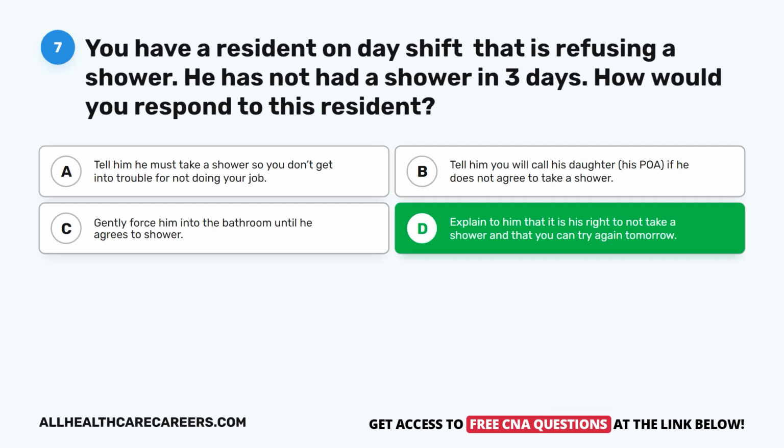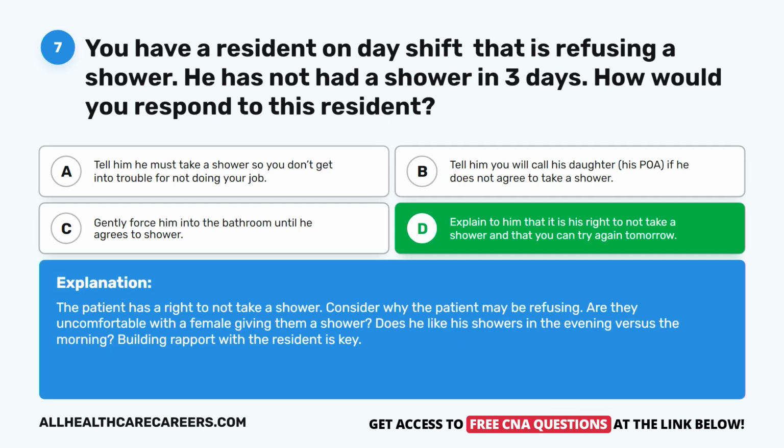Explain to him that it is his right to not take a shower and that you can try again tomorrow. The patient has a right to not take a shower. Consider why the patient may be refusing. Are they uncomfortable with a female giving them a shower? Does he like his showers in the evening versus the morning? Building rapport with the resident is key.